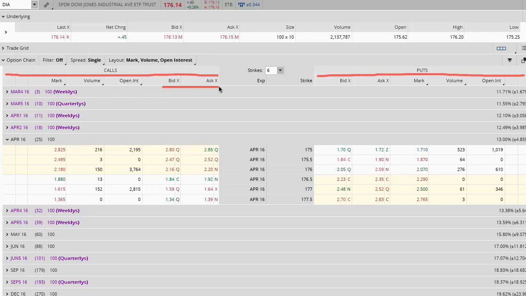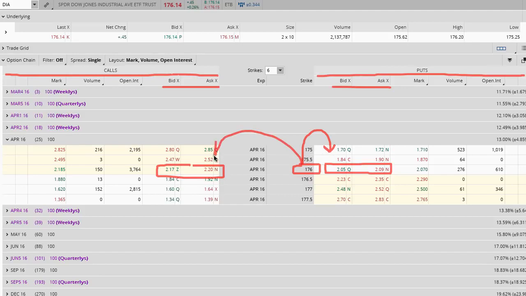The first thing that you'll see is bid and ask on both sides. Bid and ask basically just tells you where the market is and how wide the bid and ask is. So the difference between what people are willing to pay for something and what people are willing to sell it for, that is going to be your bid and ask spread for each individual strike price. And again, on the strike prices, it's the numbers to the right or to the left of those strike prices that designate the pricing for calls versus puts.